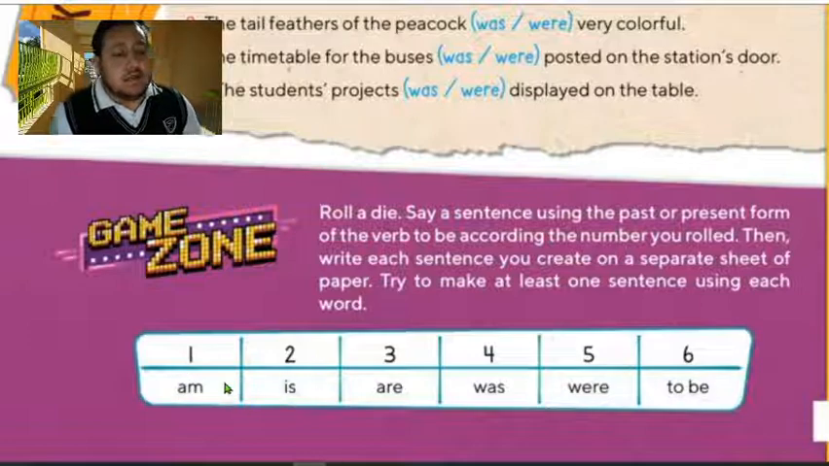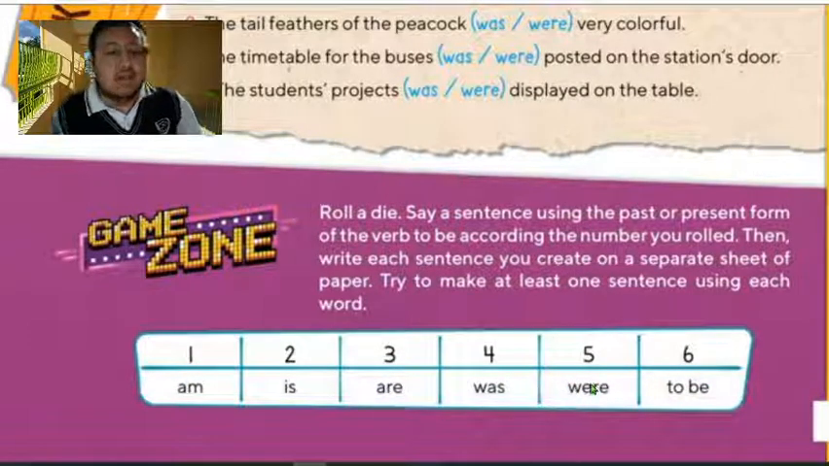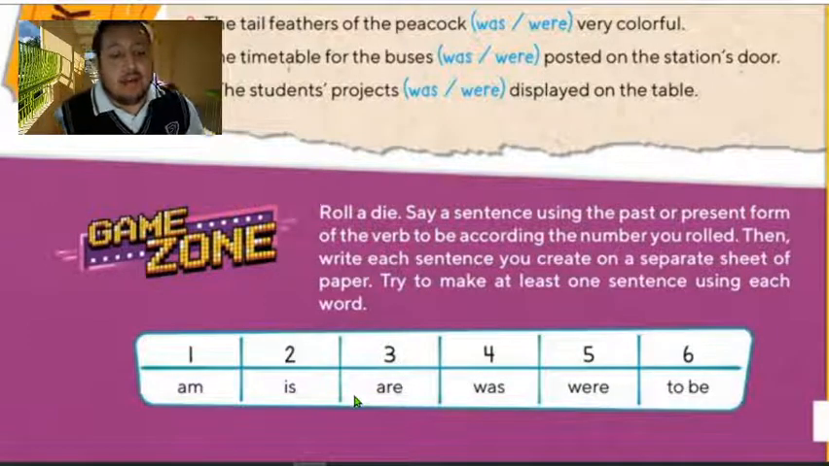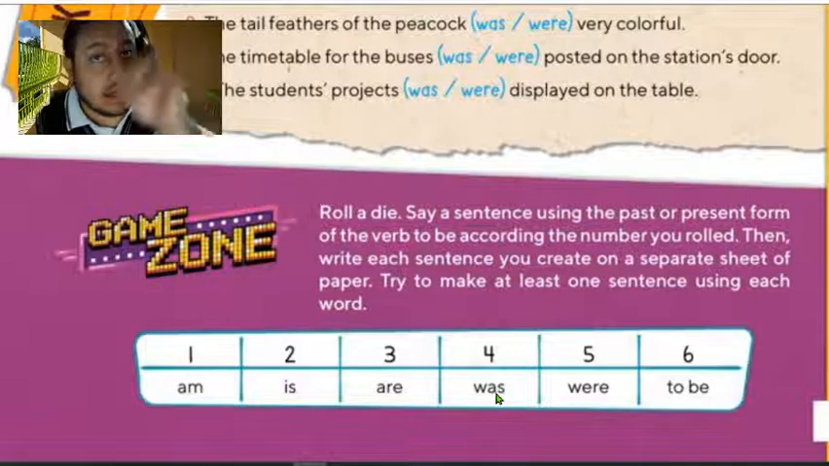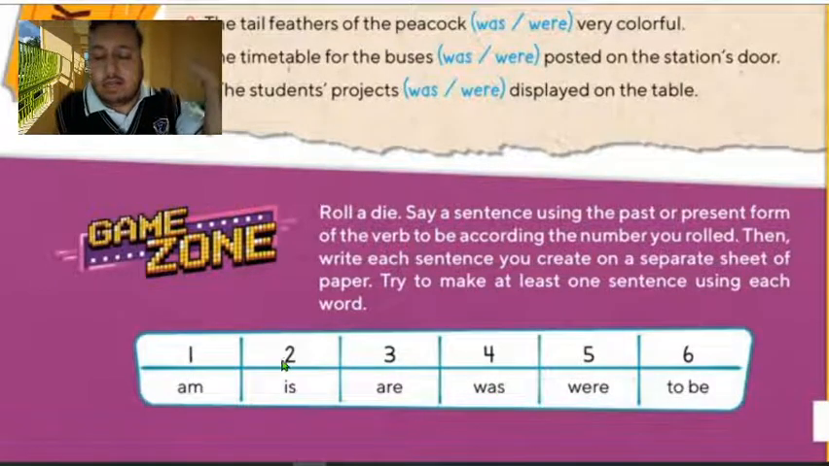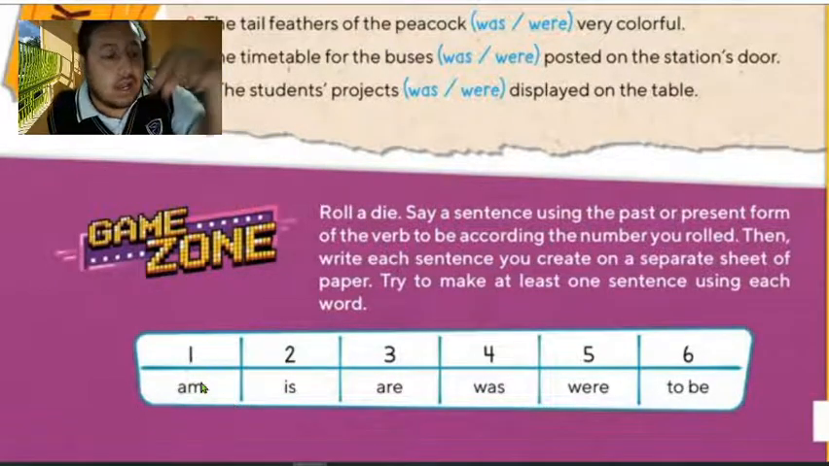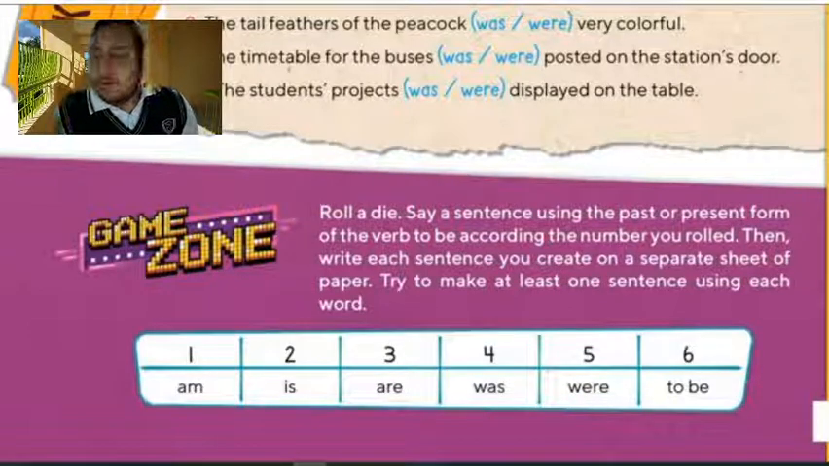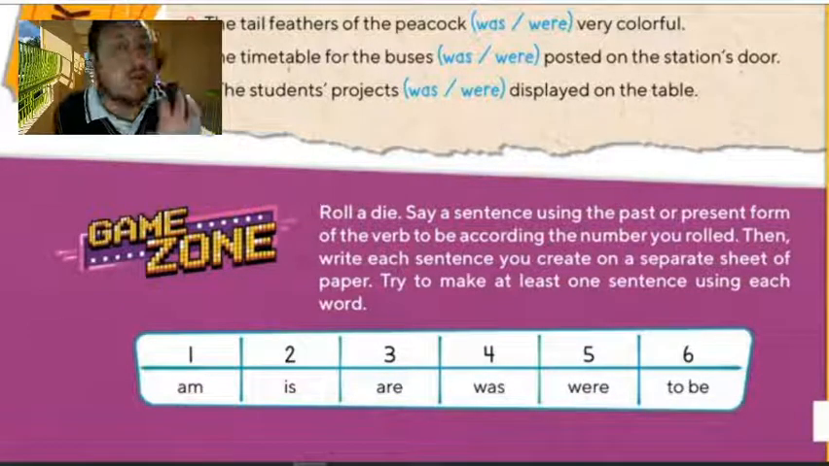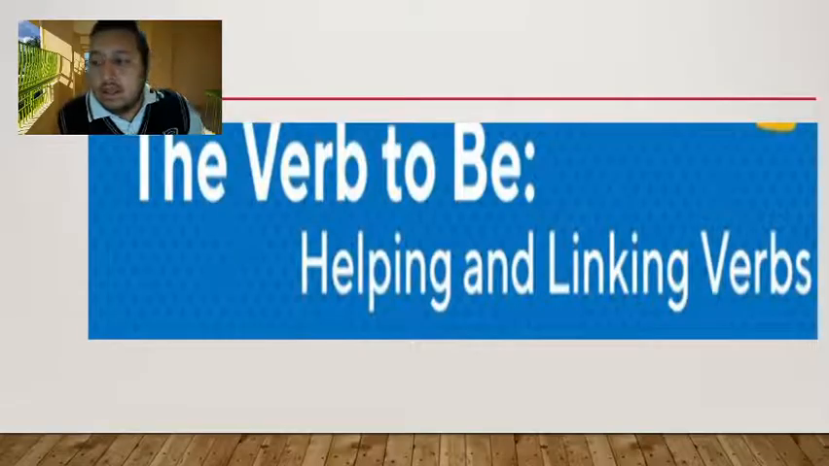Van a escribir una oración con cada una de estas palabras. Recuerden que was y were es el pasado. Am, is, are, presente. Example, I was a student. I was a student. Yo era un estudiante antes. But now I am a teacher. Pero ahora soy un profesor, right? So I was, pasado, I am, presente. Entonces, eso es lo que van a hacer, right? So guys, here, if you have any questions with the homework, remember, you can tell me. And I will help you.